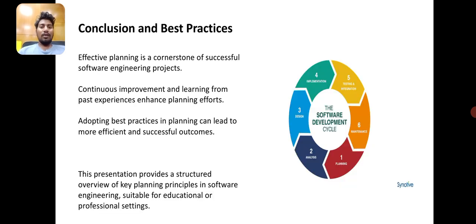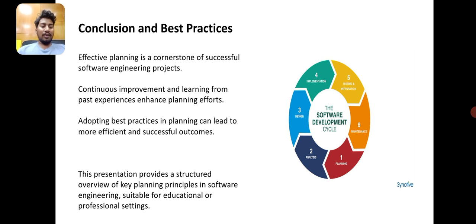And conclusion and best practices. Effective planning is a cornerstone of successful software engineering projects. Continuous improvement and learning from past experiences enhance planning efforts. Adopting best practices in planning can lead to more efficient and successful outcomes. This is the conclusion and best practices of the software engineering project.